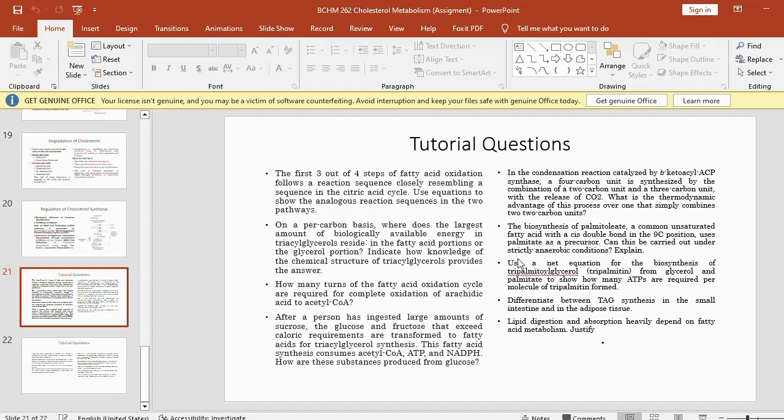Now the next one says lipid digestion and absorption heavily depend on fatty acid metabolism.